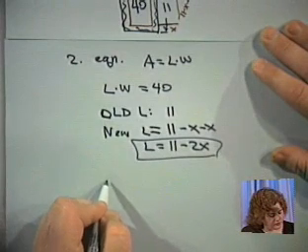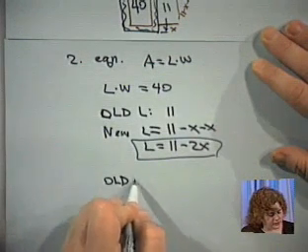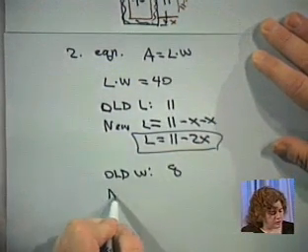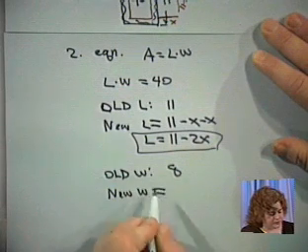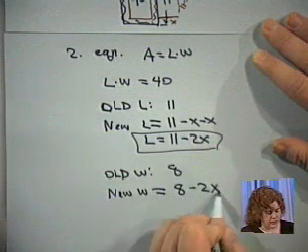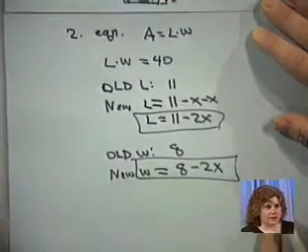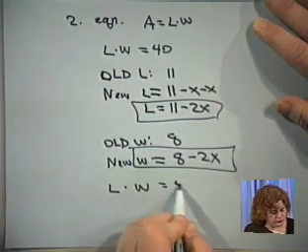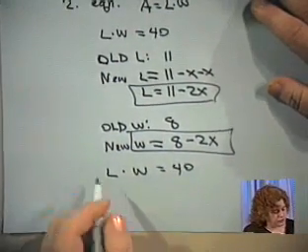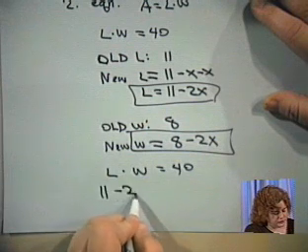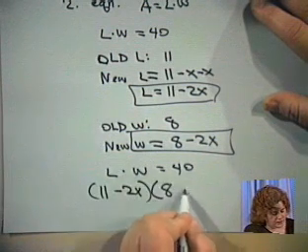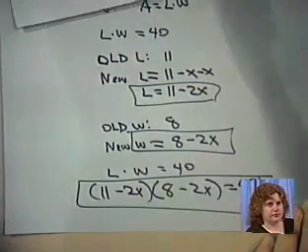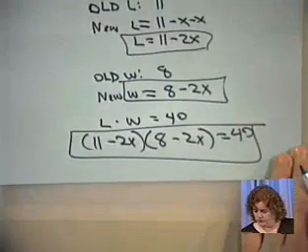Well, let's do the same thing with the width. Our old width was 8. Again, we cut off x from each end, so our new width, W, is going to be 8 minus 2x. I can now say, instead of having L times W equals 40, I can write an equation with one variable: 11 minus 2x times 8 minus 2x equals 40. I have an equation to solve. And we have all of the tools to do that.